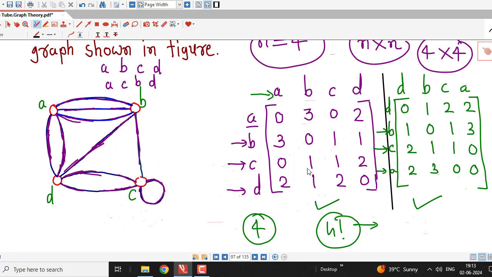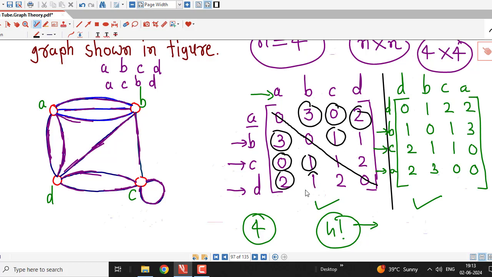Now you can notice that here entries are symmetric with respect to the main diagonal. These 2 entries are same. Similarly you can see these entries are same. Then 1, 1, 2, 2. Then you can see these 2 entries are equal. So we can say that our matrix satisfies this condition: ijth entry and jith entry are equal. Here also we can see that if we consider these entries, they are same.